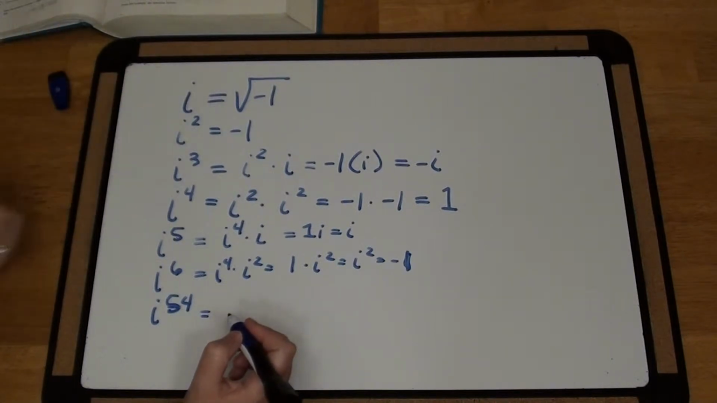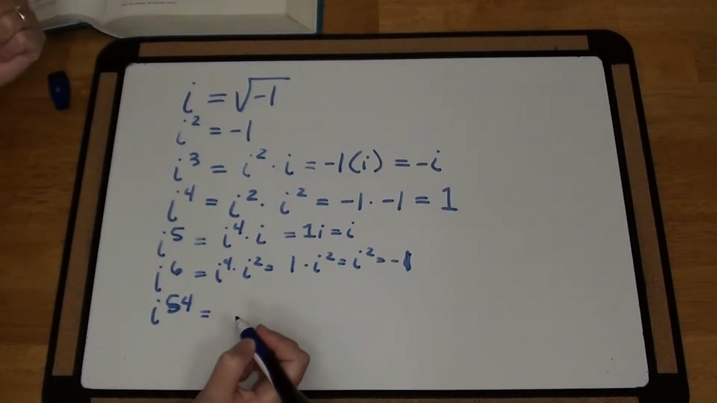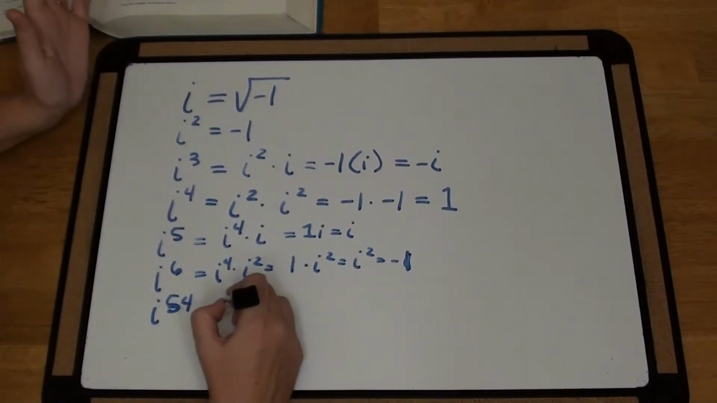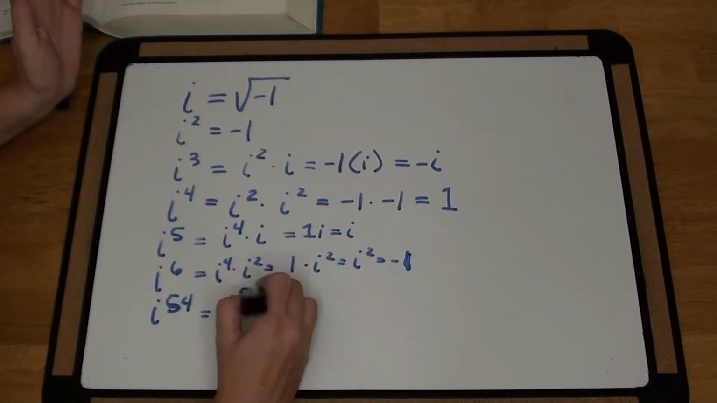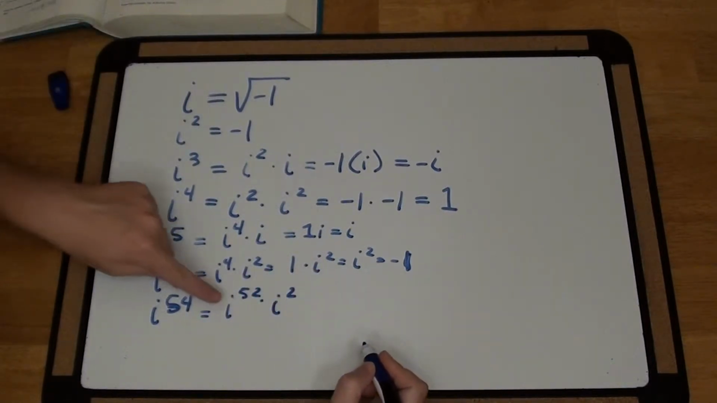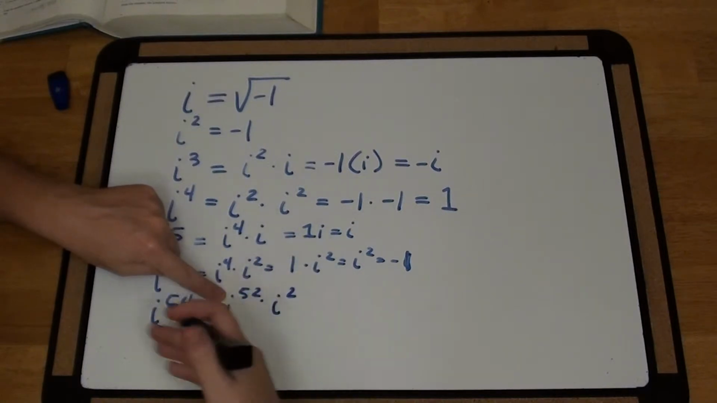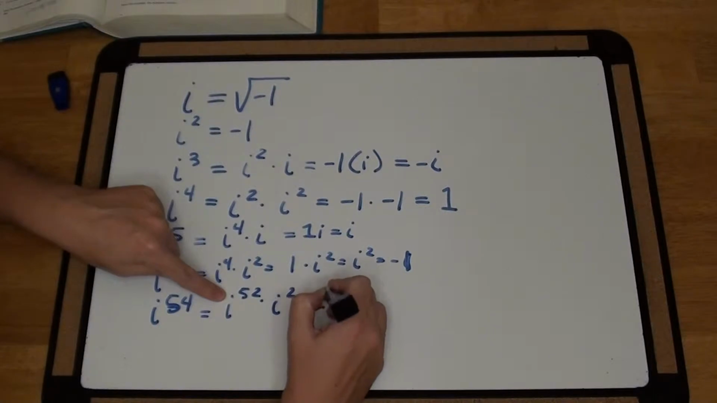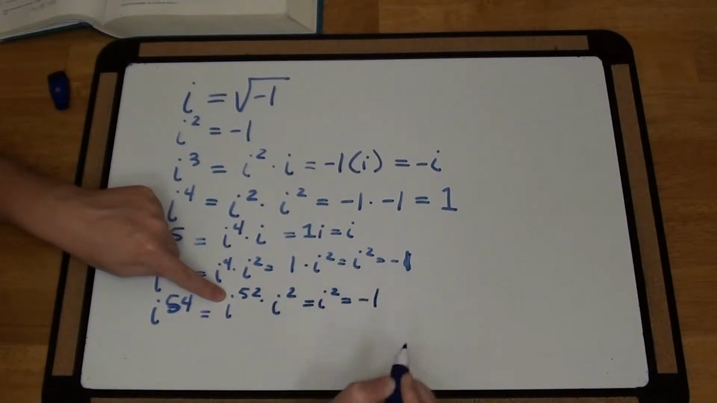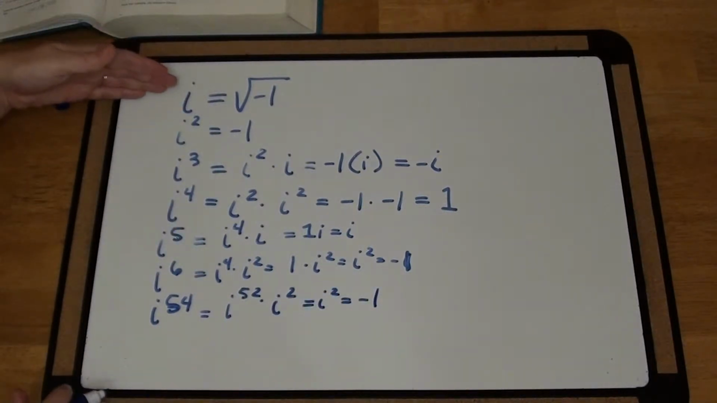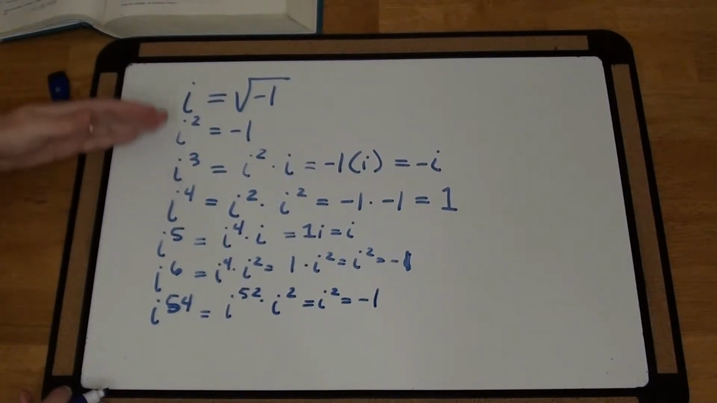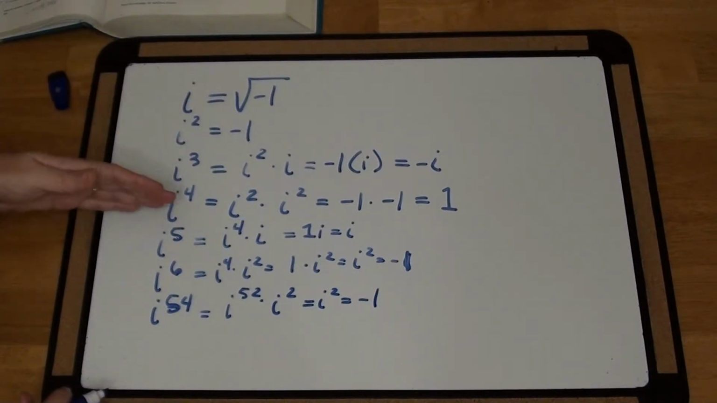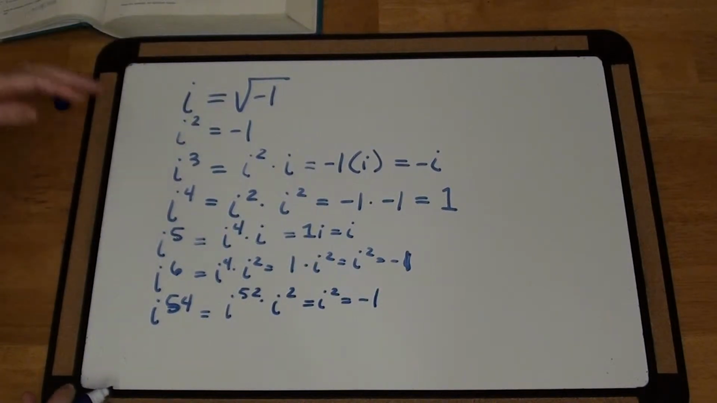So i to the 54th, let's see, that would be like i to the fourth times i to the fourth times i to the fourth. And how many times would that happen? That would happen 13 times, because 13 times 4 is 52. So you have i to the 52 times i squared. Well, i to the 52 is just 1 times 1 times 1 times 1 because it represents i to the fourth over and over again. So this just equals i squared, which of course equals -1. So you need to realize that i, when you take it up in powers, repeats in cycles of 4. It gets to 4 and it starts over again.